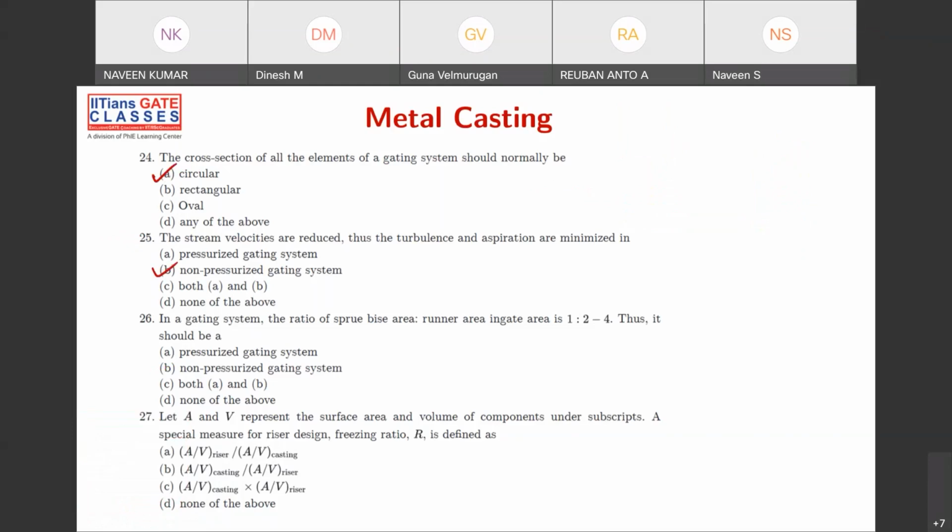Okay, what about the 26th one? What is the answer for the 26th one? The 26th one, easy. The gating ratio is given. Obviously, the area is less here, hence it is non-pressurized. Very good. What about the 27th one?